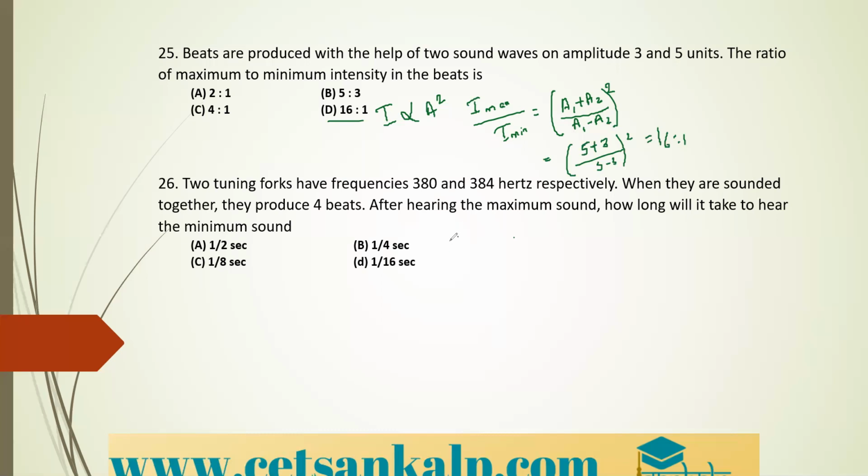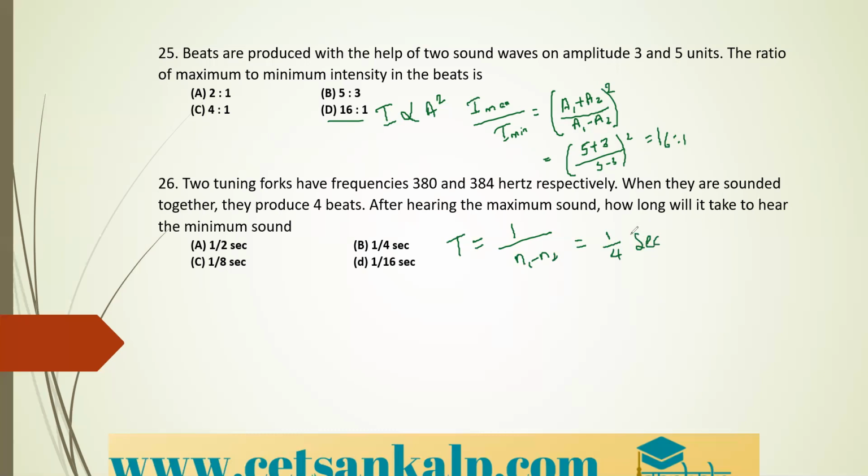Therefore, the beat period, that is, the time interval between the two minima, is given by the formula T is equal to 1 divided by (N1 minus N2), which is equal to 1 divided by 4 second.